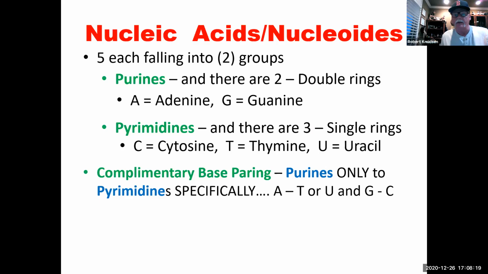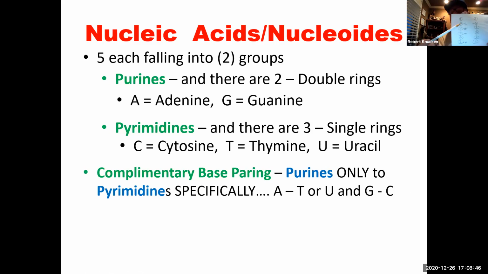It's called complementary bonding. An A will only bond with a T, or a T to an A. A G will always bond with a C, or a C to a G. In RNA, you just replace the T with a U, and it's the same bonding. So what I put down here, purines only to pyrimidine, specifically A to T or U, and G to C.